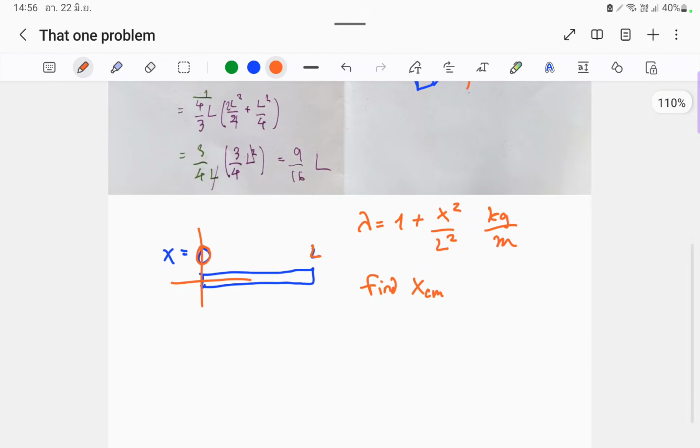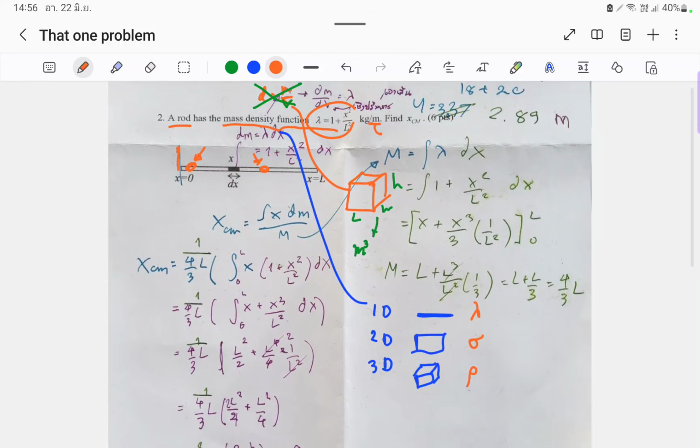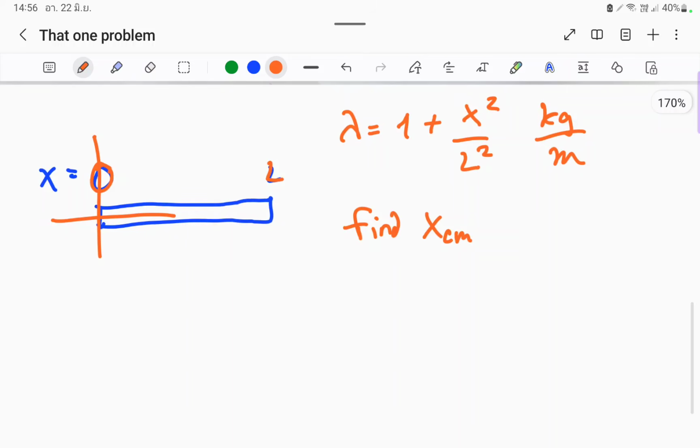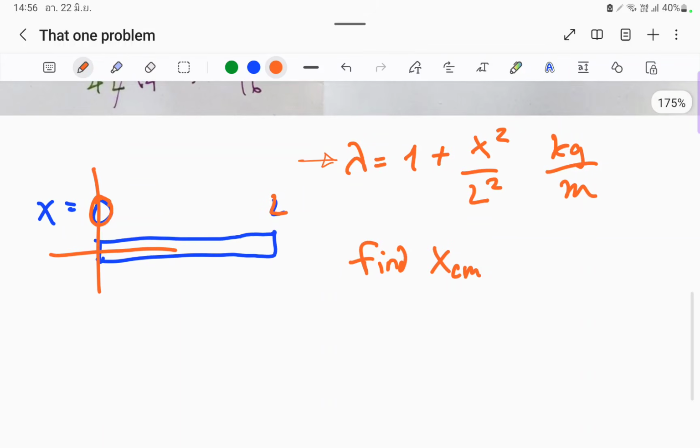Yeah, this is basically the whole problem here, isn't it? Yep. Okay, now we're gonna look at this picture. Now let's see how we use this information to solve this problem.